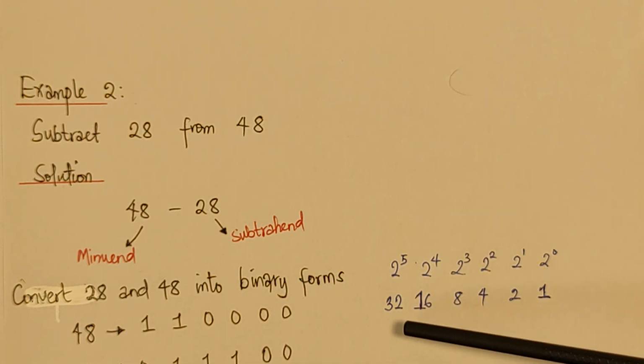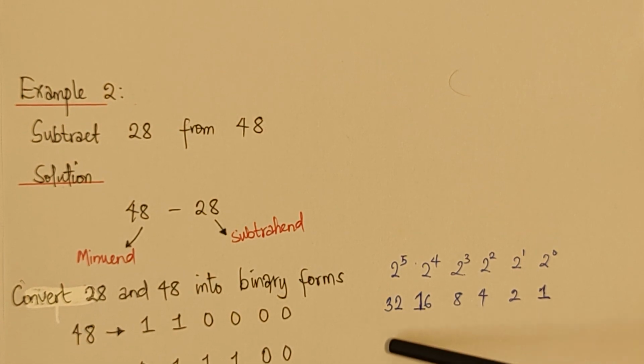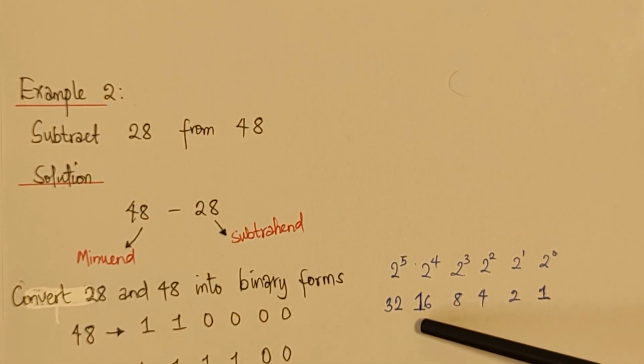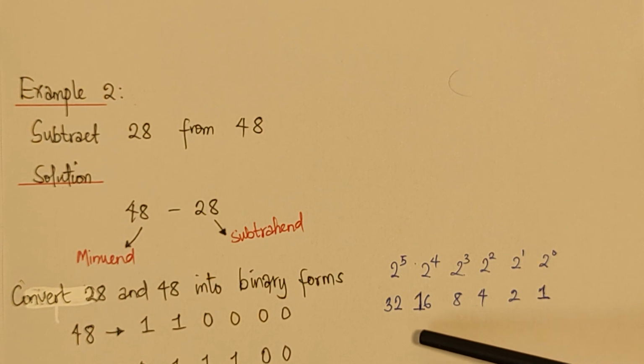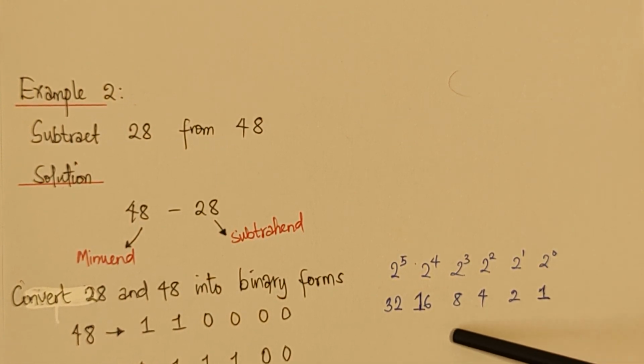Now for 48, what will make up 48? 32 is less than 48, so we can take 32. So 48 minus 32 will be 16. So I'm turning this on because I'm going to use it. And the next value is 16. So 16 minus 16 is 0. I'm turning this on. So there's nothing else because 16 minus 16 is 0. So I'm just putting 0 down this lane. So we'll have 48 as 110000.